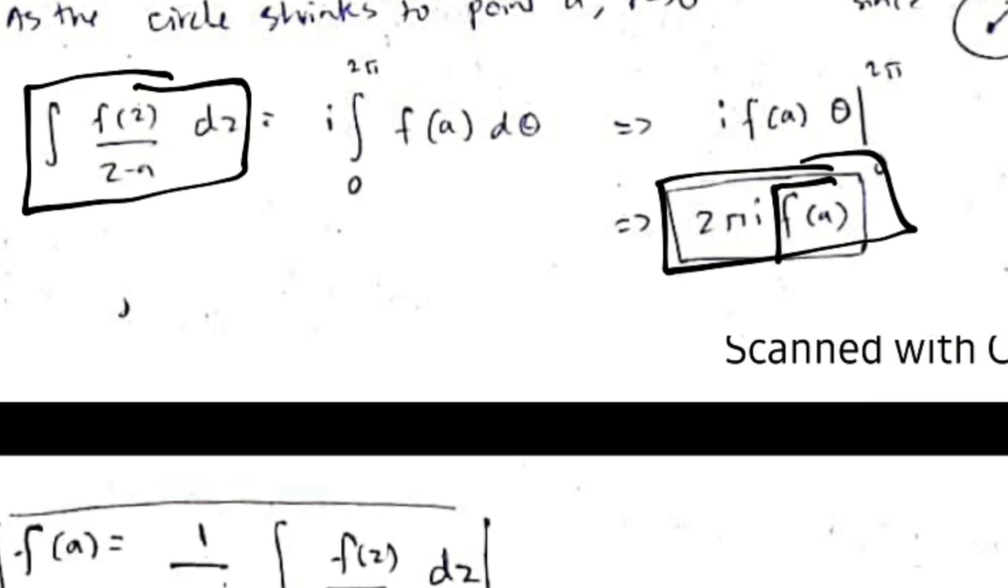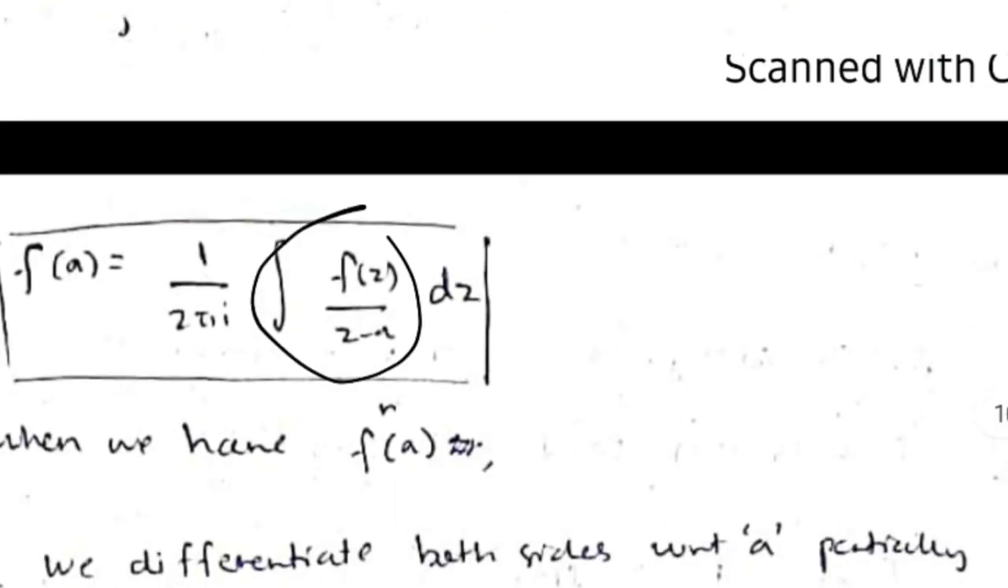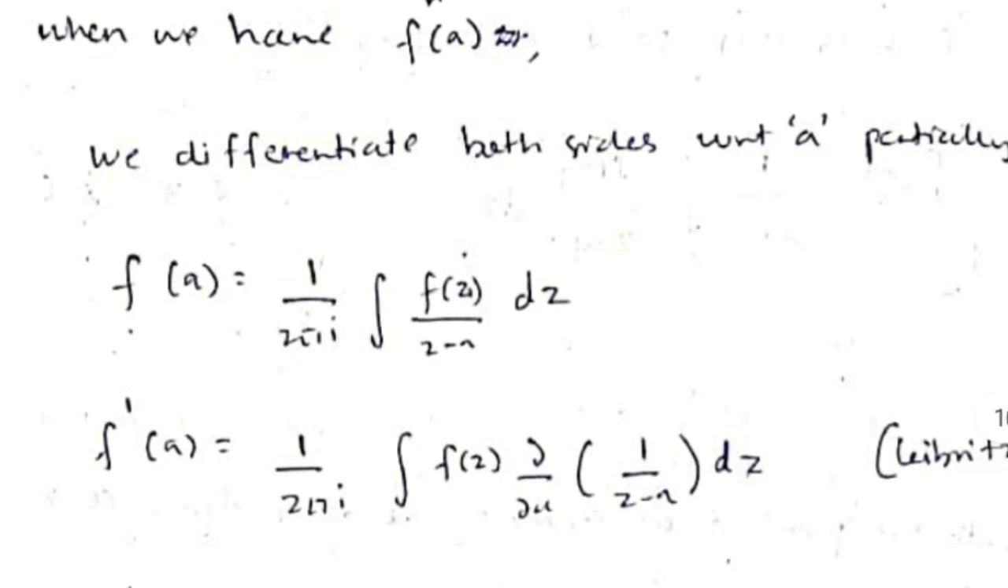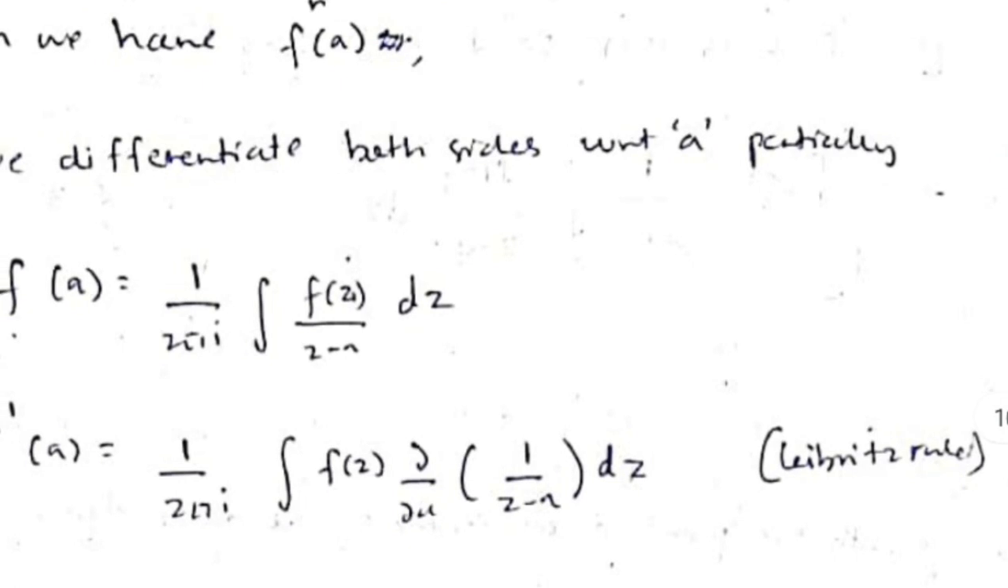If we take f of A as a separate term and shift 2 pi i to the denominator, we will get 1 by 2 pi i into integral f of z by z minus A dz, okay. This is for f of A. In case we have f power n, that means if we have f power 1 or f power 2, at that time we have to differentiate both of the terms with respect to A. We differentiate both sides with respect to A.